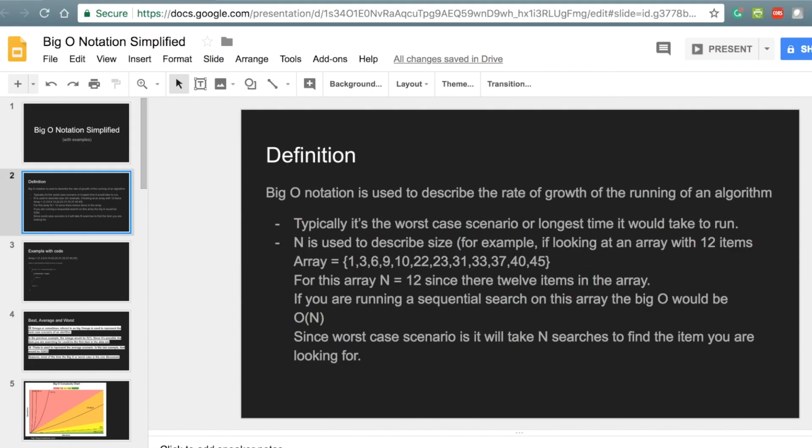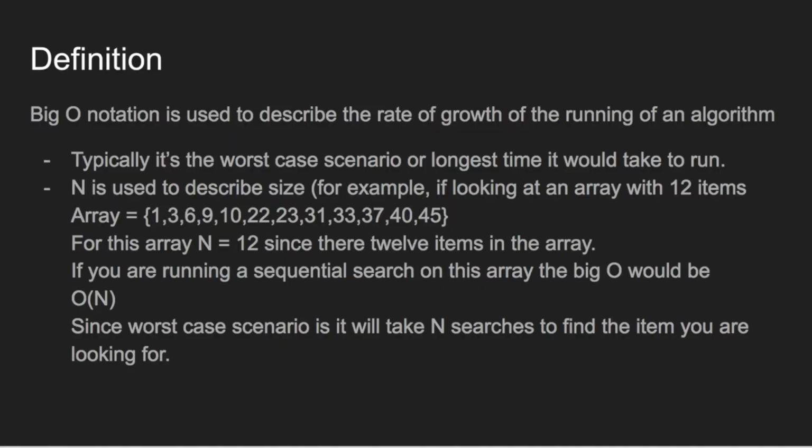So let me give you the definition first. I pretty much just said it. Big O notation is used to describe the rate of growth of the running of an algorithm. Typically, Big O is the worst case scenario, or the longest time it would take to run that certain bit of code or the mathematical function.